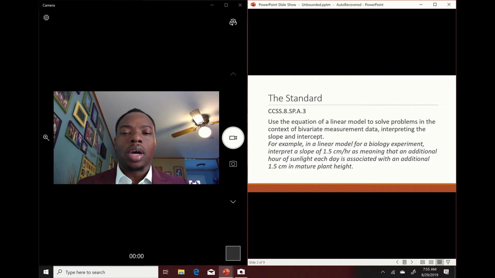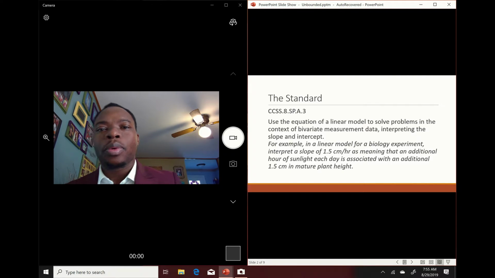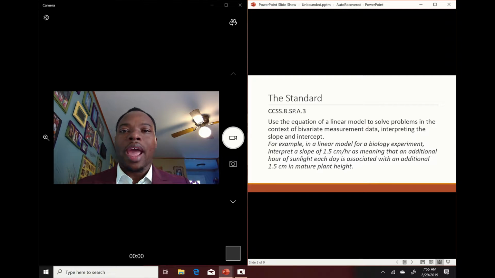When you get to this standard, it typically happens later on in the year after you've done a lot of things with linear functions, linear equations, slope. It comes right after you talked about negative and positive correlations with scatter plots. And so this standard takes all of that information and now sees if students can interpret it in real life situations.